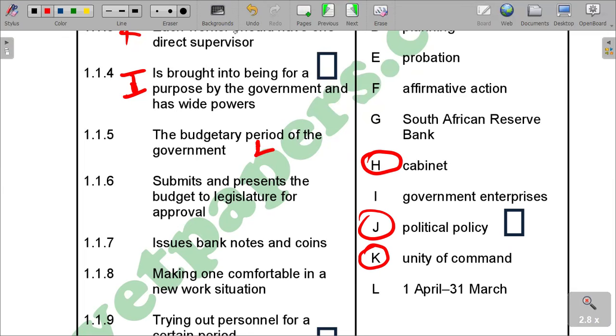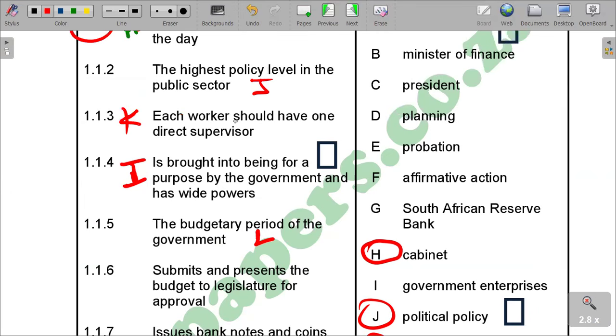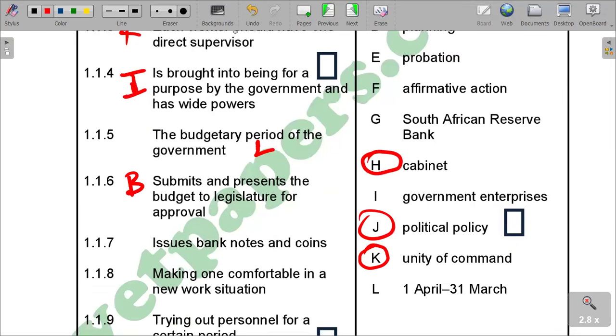Then, who submits and presents the budget to the legislature for approval? It is supposed to be known that the Minister of Finance submits and presents the budget to the legislature for approval. The Minister of Finance gives and presents the budget to the legislature for its approval. So it is the Minister of Finance.